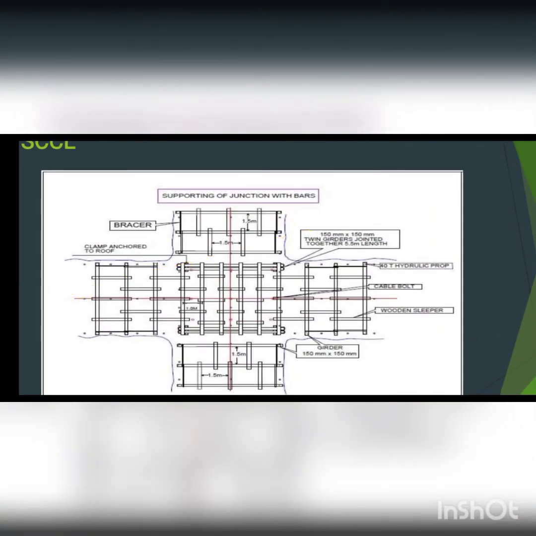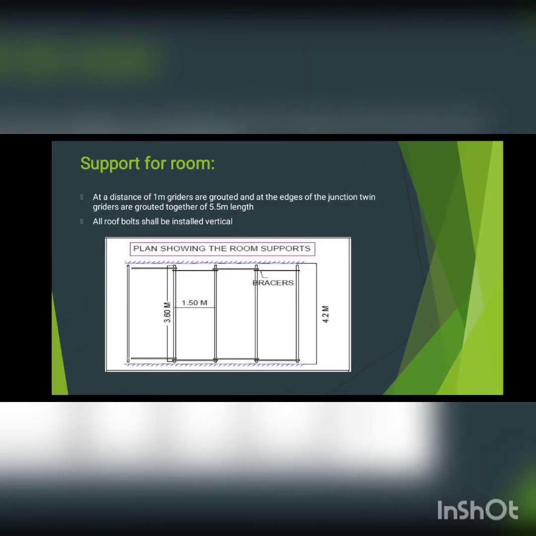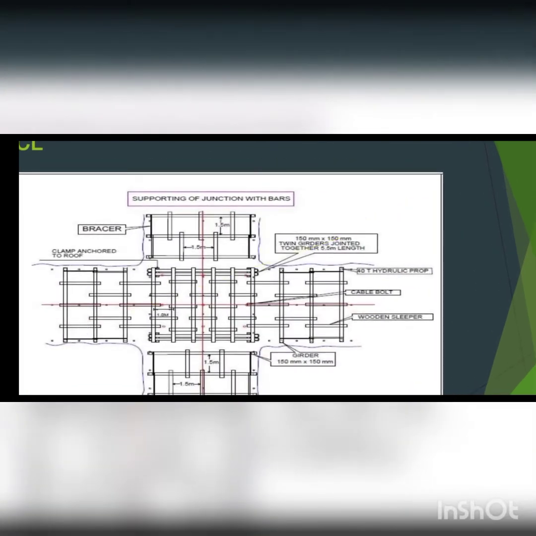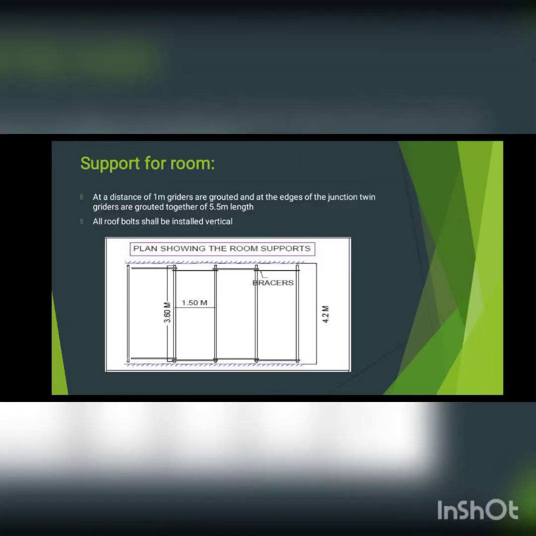Okay, then we have dimensions of twin girders jointed together at 5.5 meter length. For the support of the room, at a distance of 1 meter, girders are grouted, and at the edge of the junction, twin girders are grouted together of 5.5 meter length. As I discussed earlier, they are jointed together at 5.5 meter length, and all roof bolts shall be installed vertical. So as we know, all roof bolts should be installed vertical.